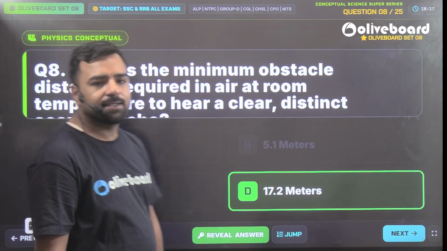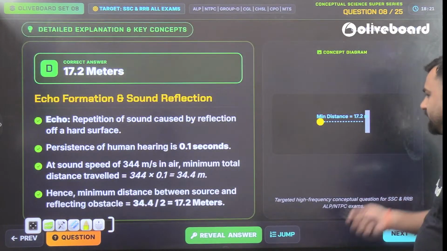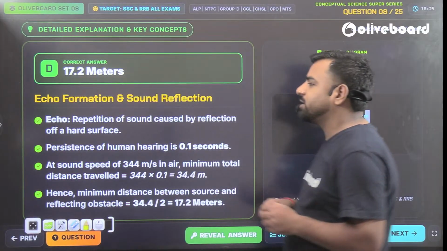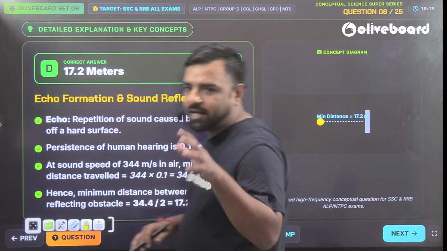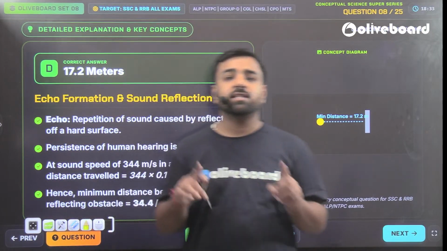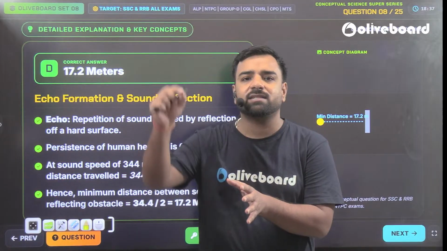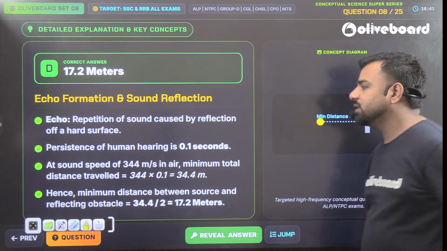That is 17.2 meters again, and all the candidates who are going with option D are correct. So what is echo? That's the repetition of the sound. It is caused by the reflection from a hard surface. And what is the persistence of human hearing? Guys, this is 0.1 second. Please remember, in the examination it may be mentioned as 1/10th of a second. So that's the persistence of human hearing.